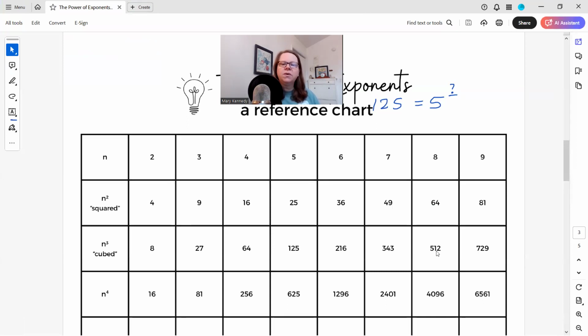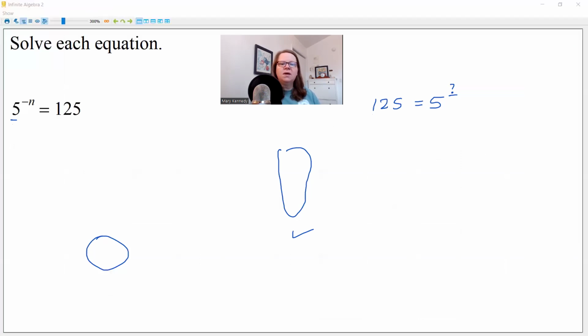All right, so here we are looking at some different powers. 5 squared is 25, 5 cubed is 125, and that's what we're looking for, 5 cubed. So sometimes a little table of exponents can be helpful as you figure these things out. Let me go back to the other page and erase some of that extra.